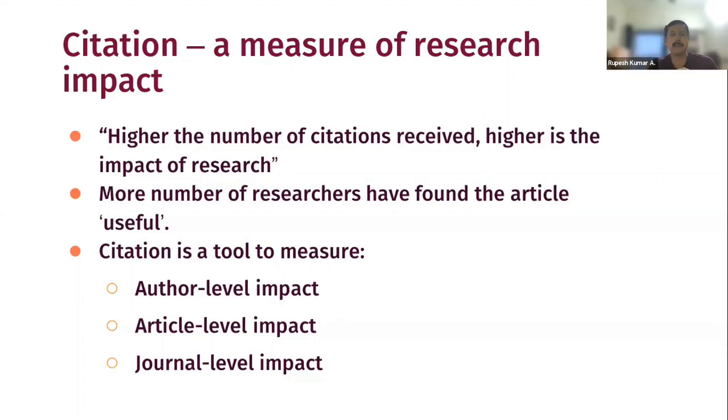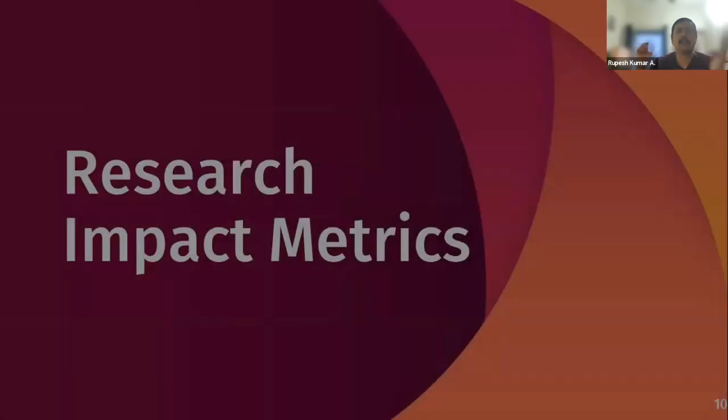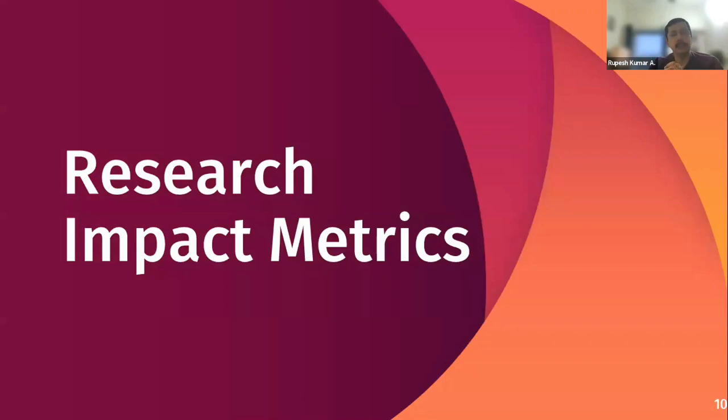So the moral of the story is citation is super important. Citation is super important because it reflects the quality of writing and publishing of an author. Right, with that, we'll get into specific research impact metrics.